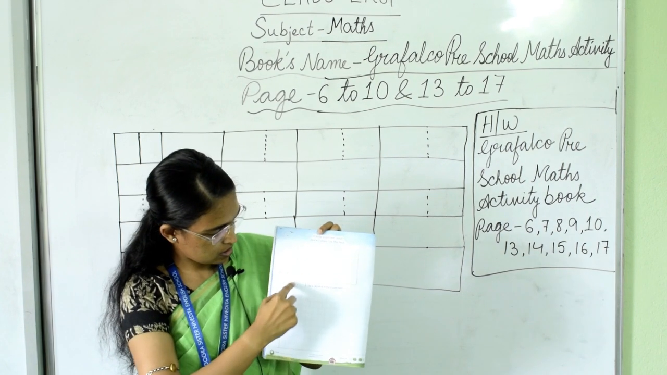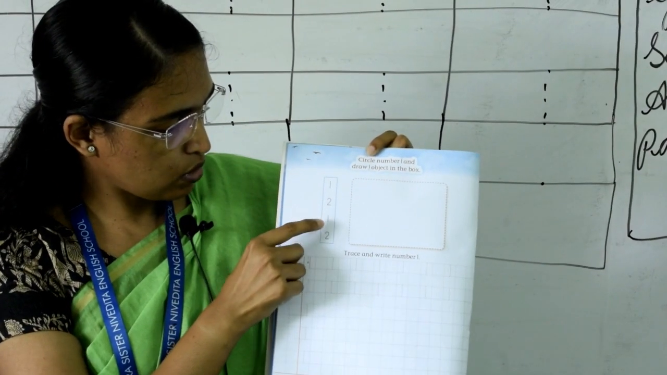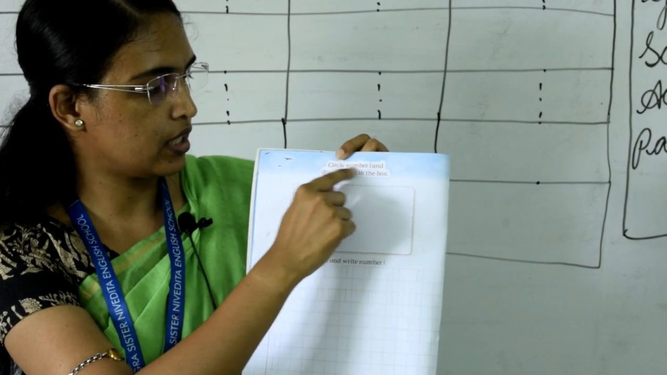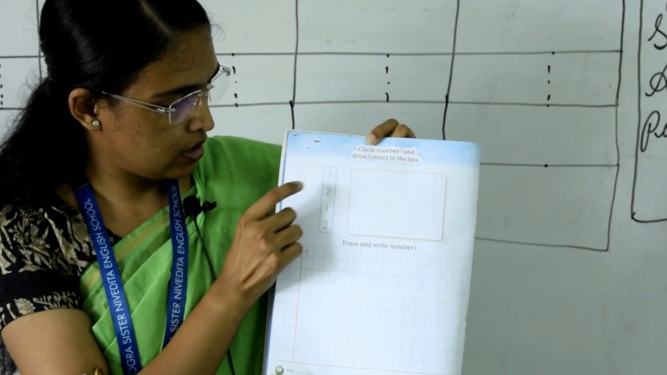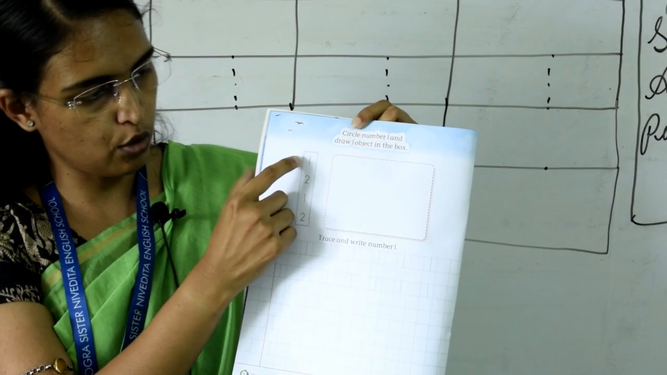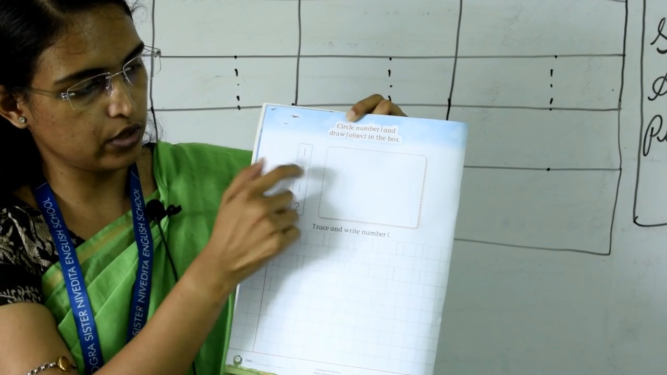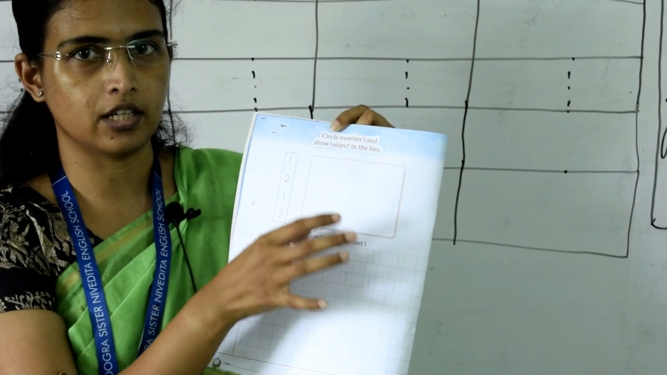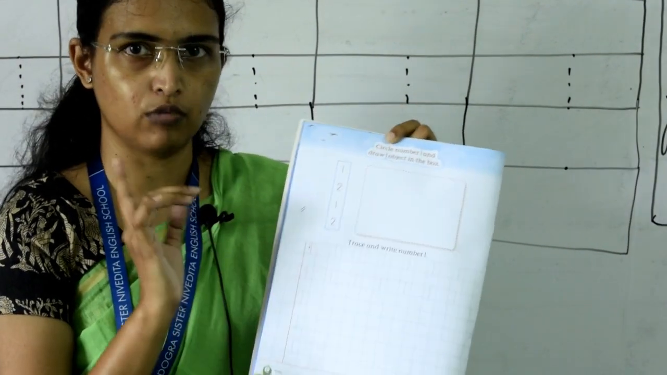Can you see this strip? What is written here? 1 2, again 1 2. So what you have to do, you have to circle the number 1. So which one is number 1? This one? No, this one is the number 1, right? So you have to circle number 1. After doing this, draw one object. You can draw anything but one. Don't draw more than one. Okay.